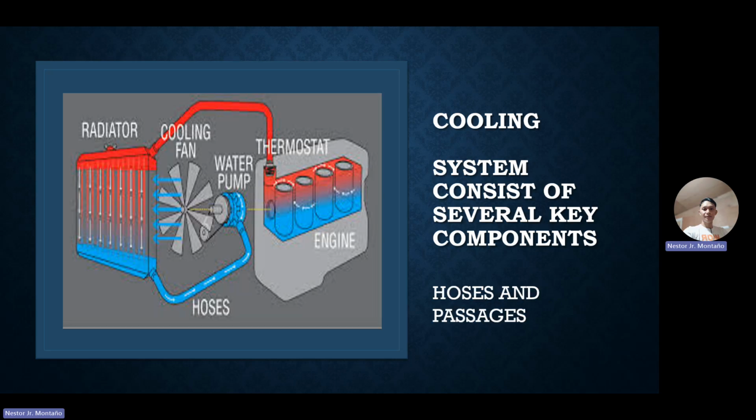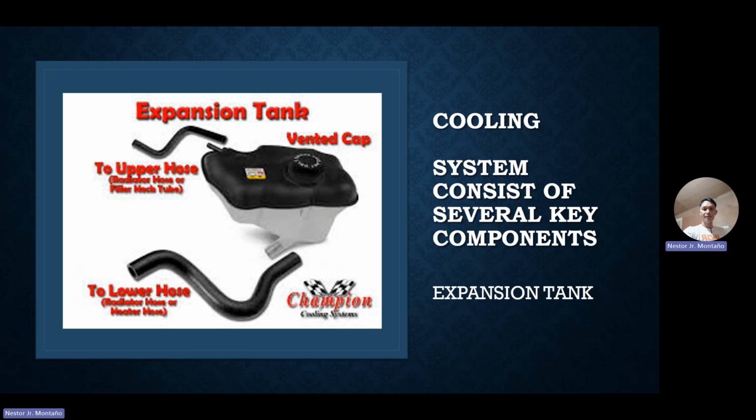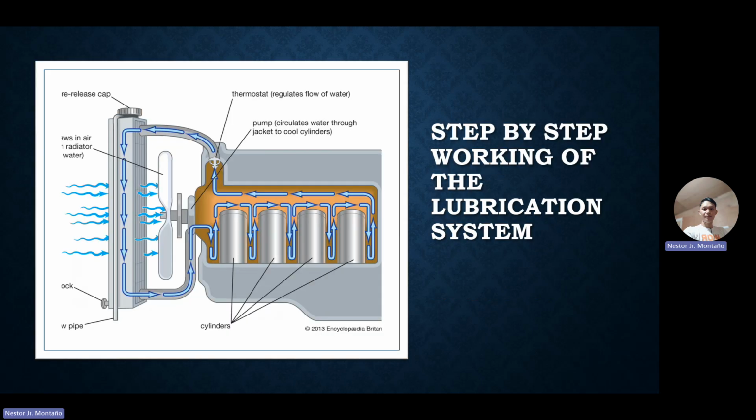Next is the hoses and passages. They transport coolant between the engine and the radiator. Last but not least is the expansion tank. The expansion tank allows coolant expansion and overflow storage. And now let's discuss the step-by-step working of the cooling system.